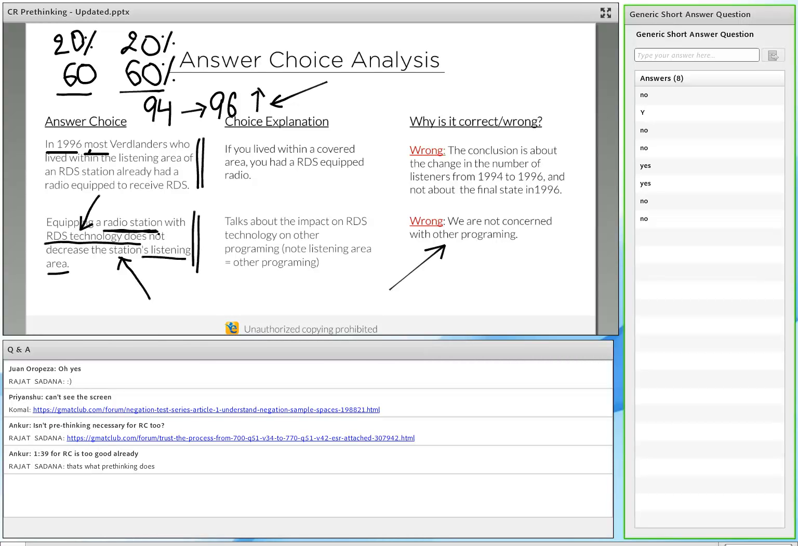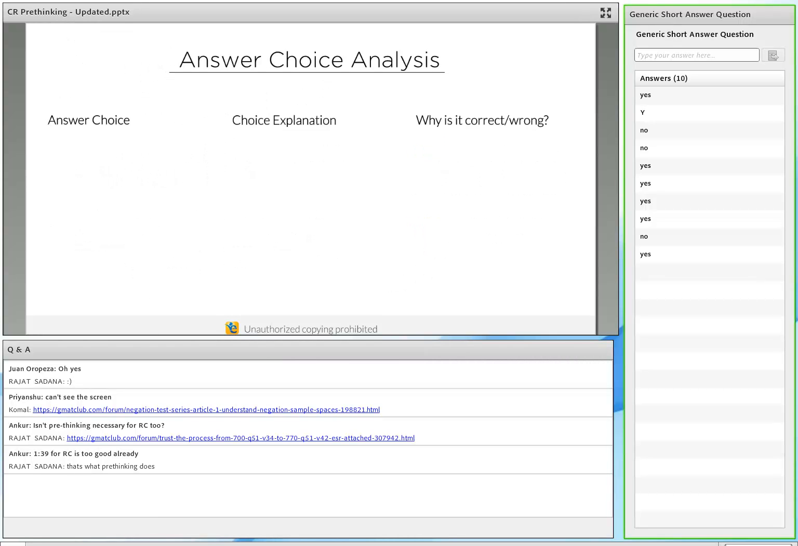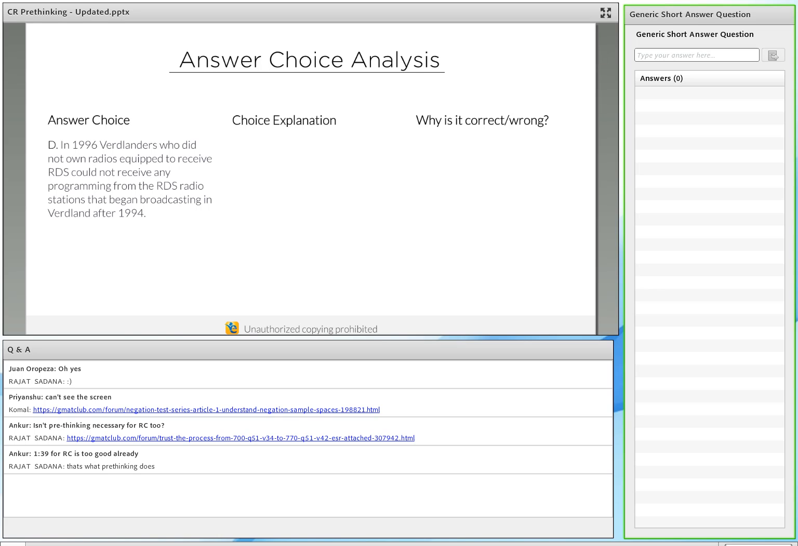Now I'm going to go towards choice D. And when you see choice D, I'm going to give you an opportunity to tell me why choice D is wrong. There are 2 reasons why choice D is wrong. Let me just clear the results. Think about it. You have to focus on understanding the conclusion first, then reading the choice in the context of that conclusion. I'm going to give you a few more seconds.